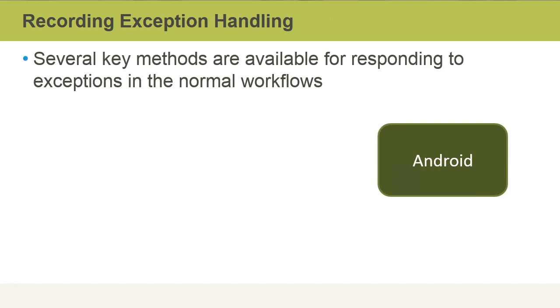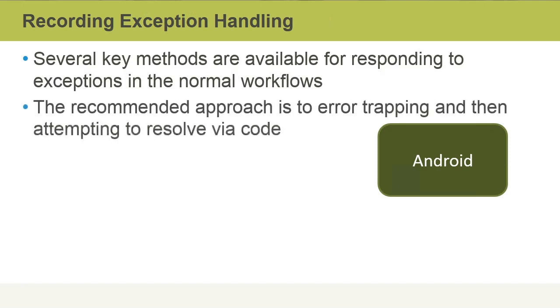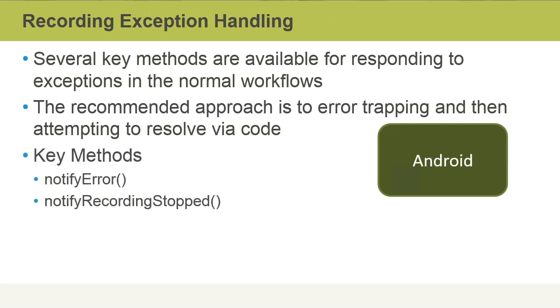Naturally, at some point, there will be exceptions to the normal recording processes. There are several key methods available for responding to exceptions in these normal workflows. The recommended approach is to use error trapping and then attempt to resolve the issue via code. There are two key methods for that. First you have the notify error method. This should be called when something happens while recording and the data being received is corrupt. It can also be called after a session to inform the system that recording is not possible through your application.